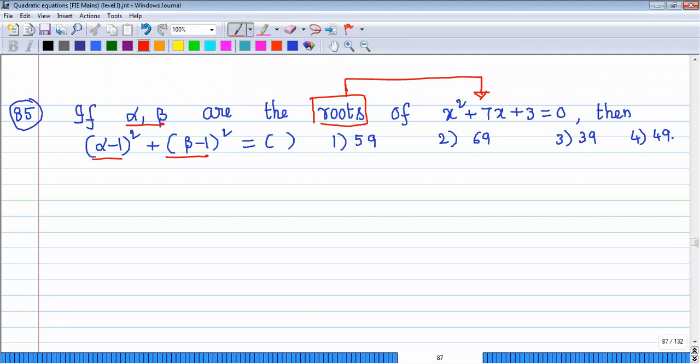So very simple. I will give the suggestion to you. As alpha comma beta are the roots of x square plus 7x plus 3 is equal to 0, we can find alpha plus beta, that is minus 7. Alpha beta is equal to 3, the product of the roots. Expand alpha minus 1 whole square and beta minus 1 whole square. In this regard, you are going to get alpha square plus beta square value also. That can be obtained as alpha plus beta whole square minus 2 alpha beta. Substituting alpha plus beta and alpha beta, the required value will be evaluated.